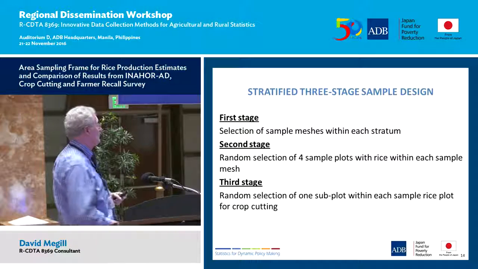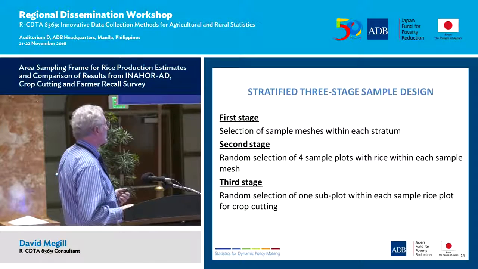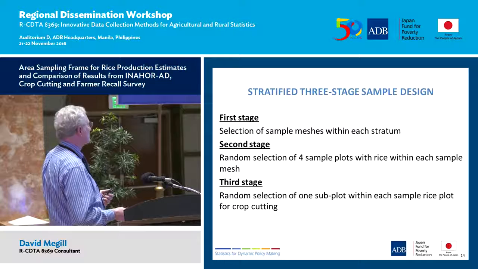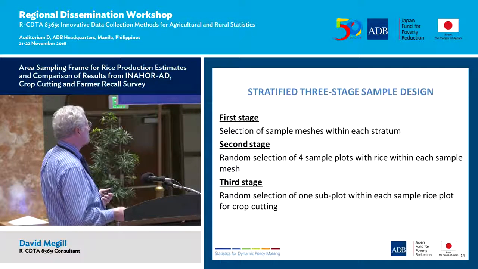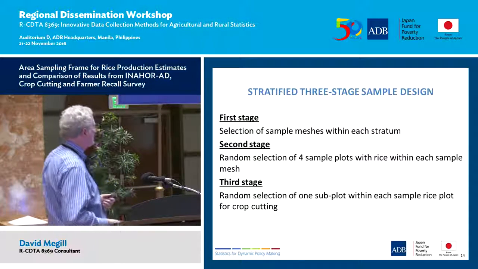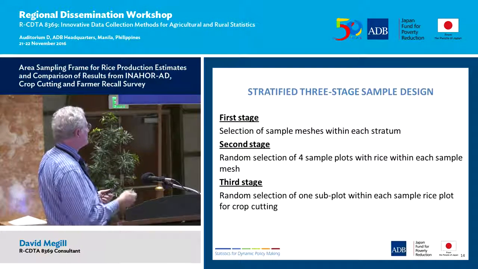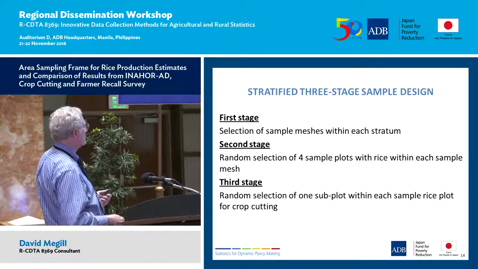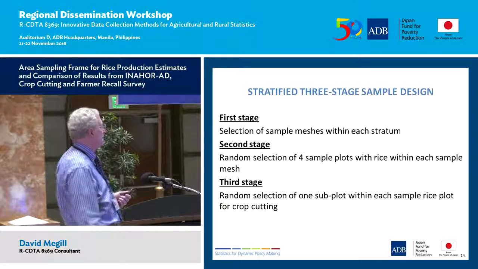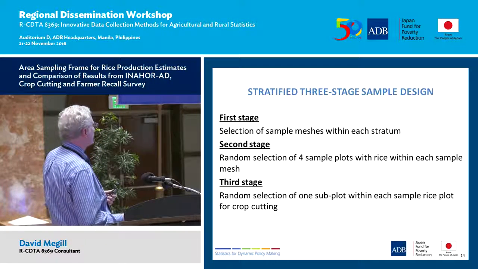Next, I want to briefly talk about the different stages of sampling that we used for the rice crop cutting survey. We just talked about the first stage of selection, where sample meshes are selected within each stratum. For example, 80 were selected within the Erie globe stratum, as we saw in the distribution. Those were randomly selected using a GIS program within each stratum.